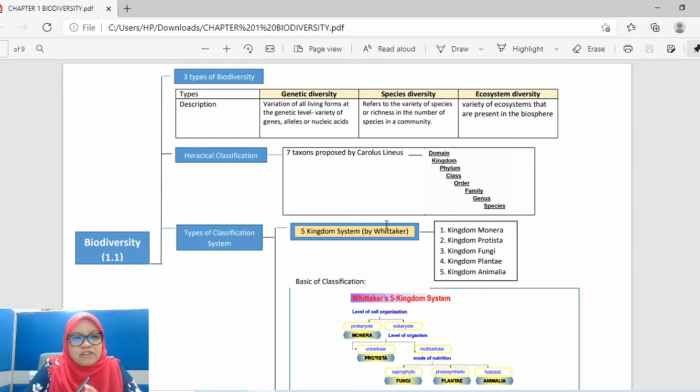biodiversity. Okay, the first one is genetic diversity. As you can see, genetic diversity is a variation of all living forms at the genetic level. Variety of genes, alleles or nucleic acids.